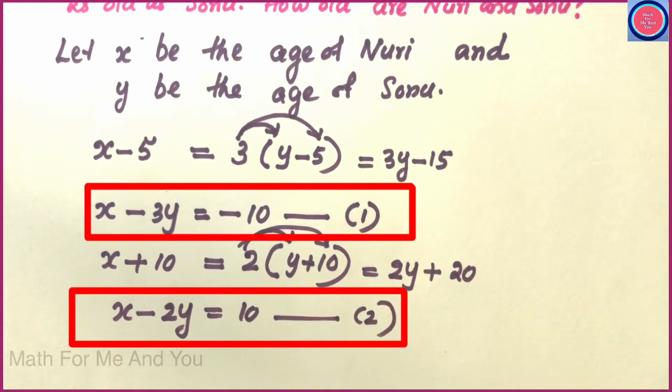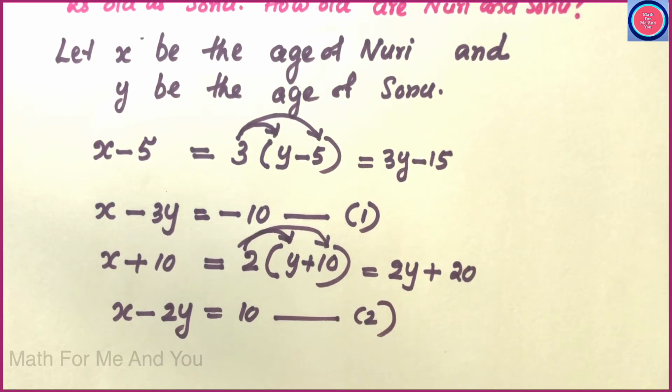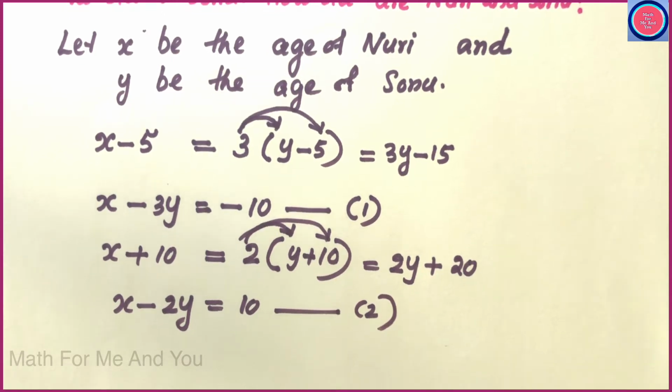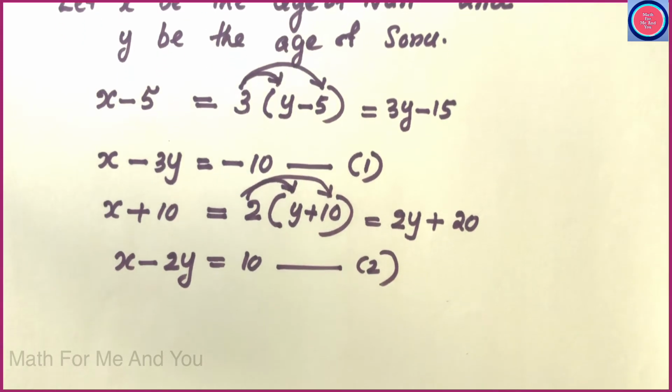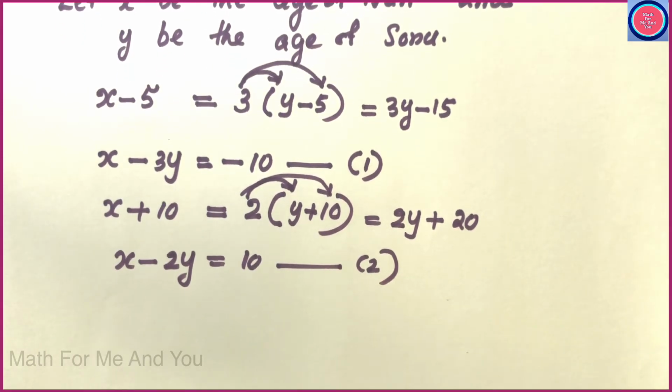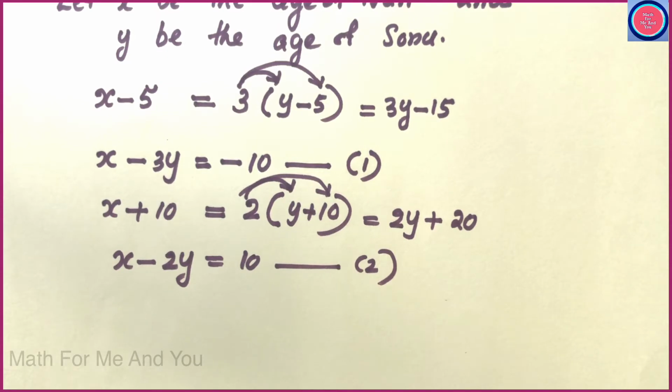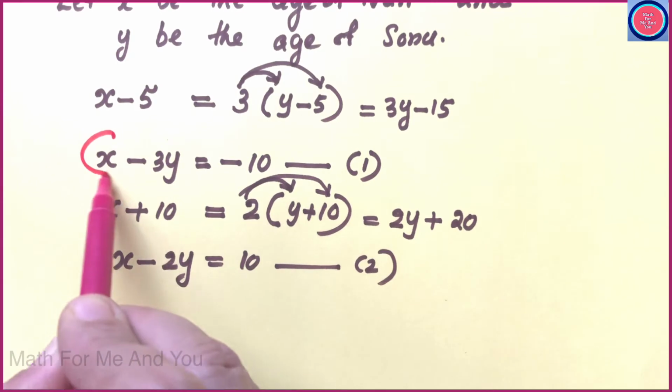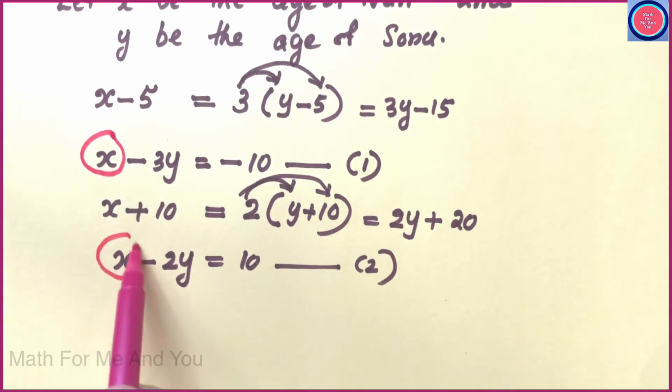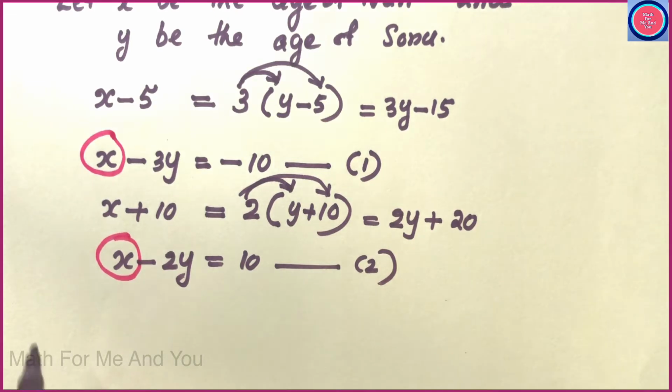Equation number 1 and equation number 2 are ready. Now we are going to find the values of x and y. We use the elimination method. That means either eliminate x or y. If you are eliminating x or y, the coefficient must be the same. Here the x coefficients are already the same. So we are going to eliminate x. See the coefficient of x in both equations is 1. So we can take the first equation minus the second equation so that we can eliminate x.